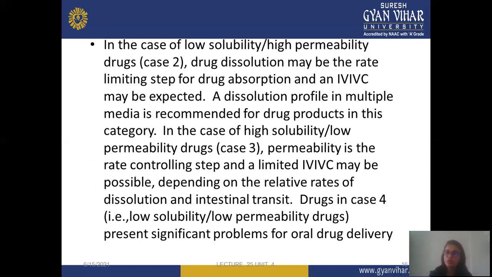Meaning in class 2, dissolution is the rate limiting step for absorption, but in class 3, due to high solubility and low permeability, permeability is the rate limiting step, and IVIVC will be possible in class 3 depending on the relative rates of dissolution and intestinal transit. And for class 4, that is low solubility and low permeability, there is a significant problem for oral drug delivery. Hence, this class 4 is rarely used. It's more of a problem for oral drug delivery because it has both low solubility as well as low permeability.